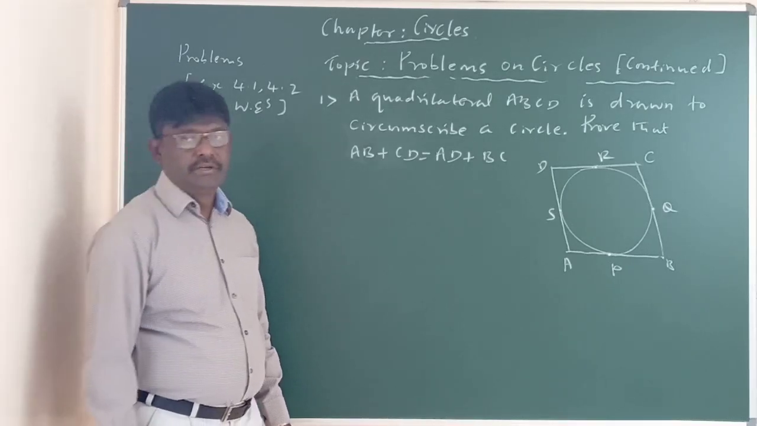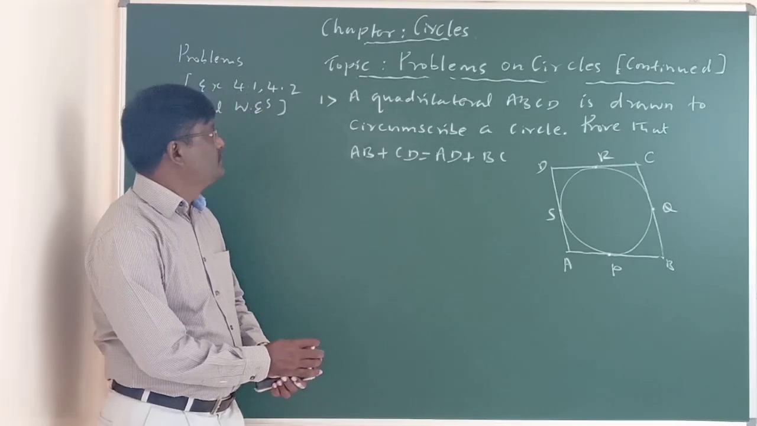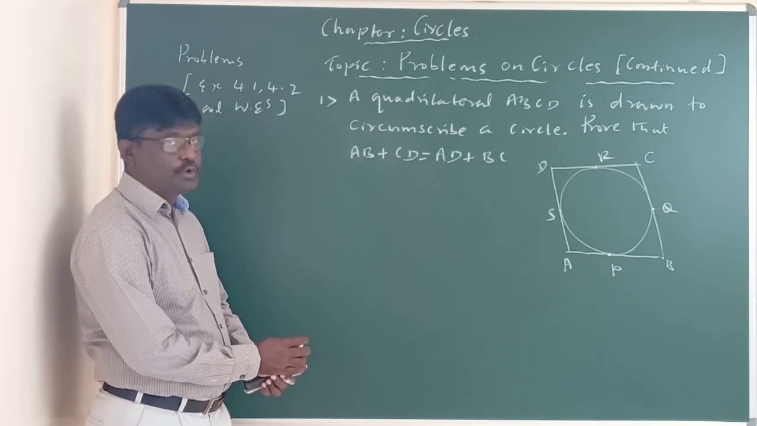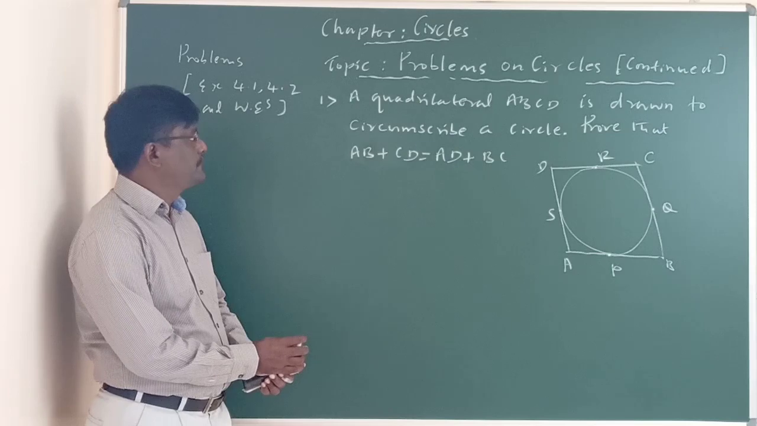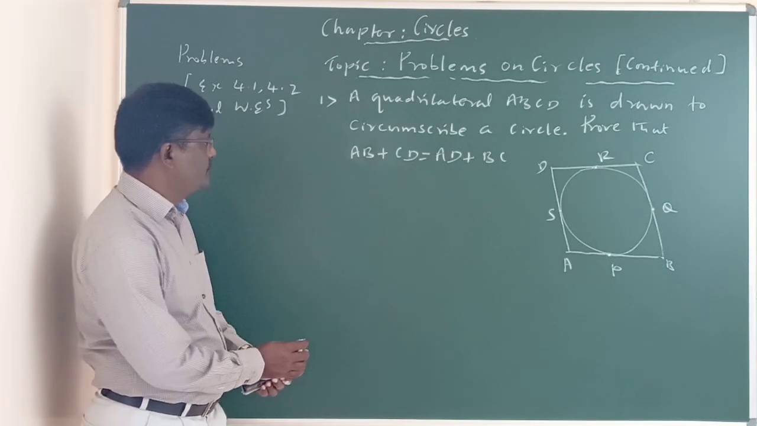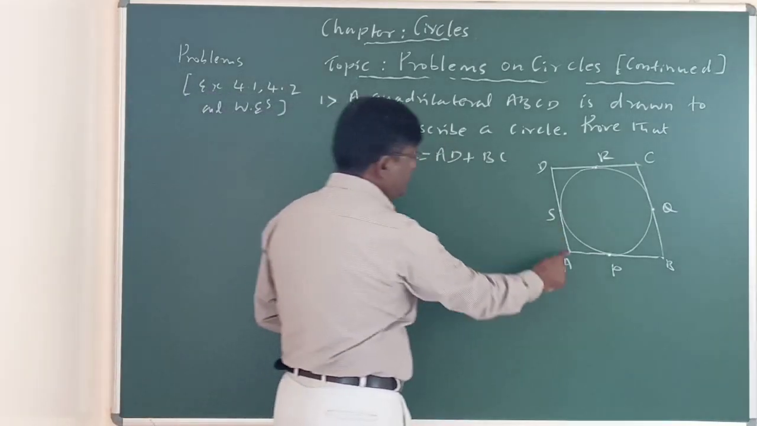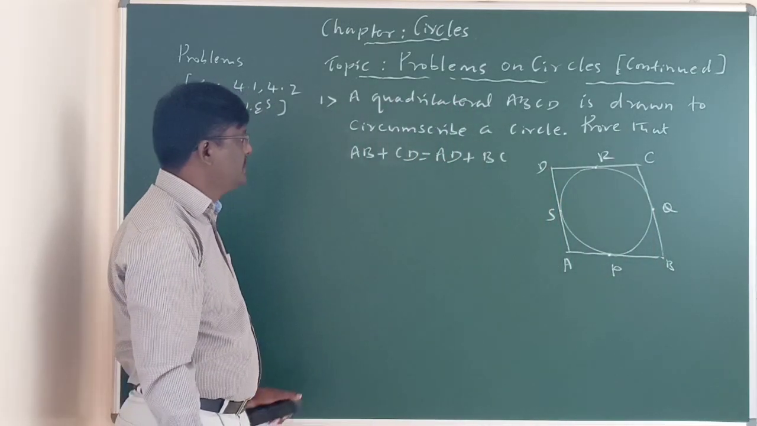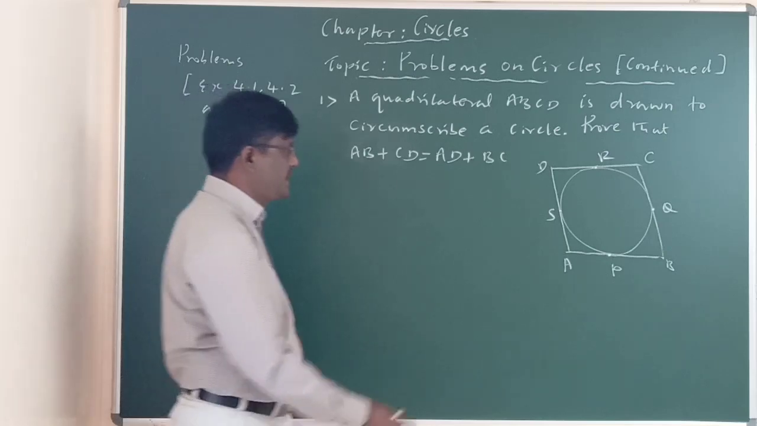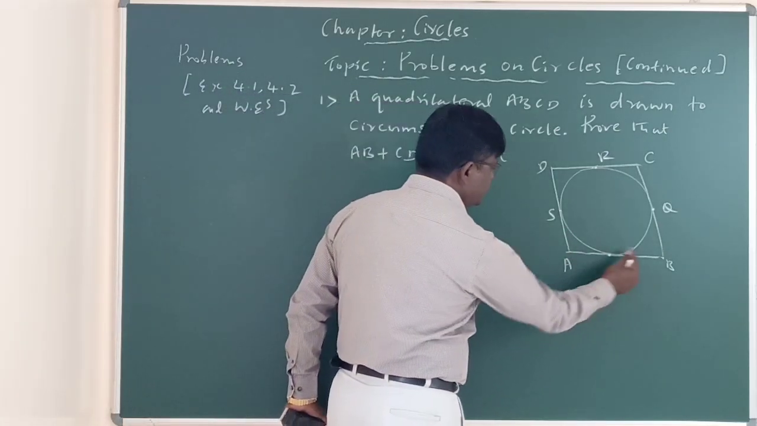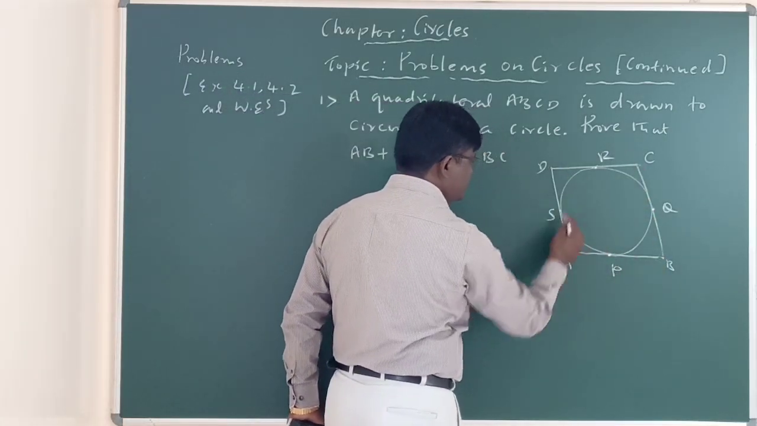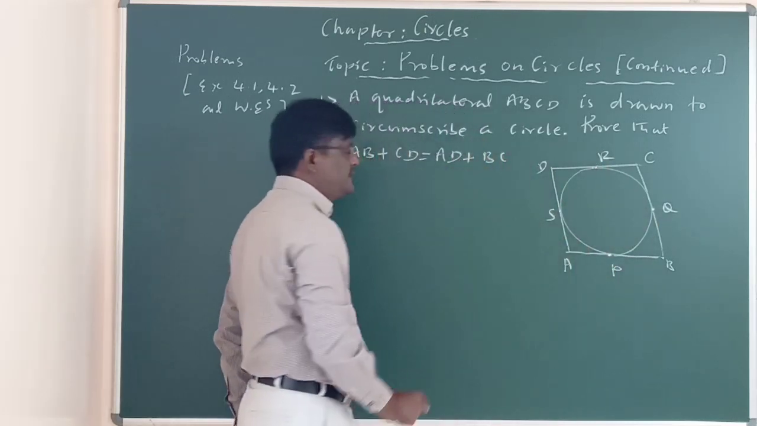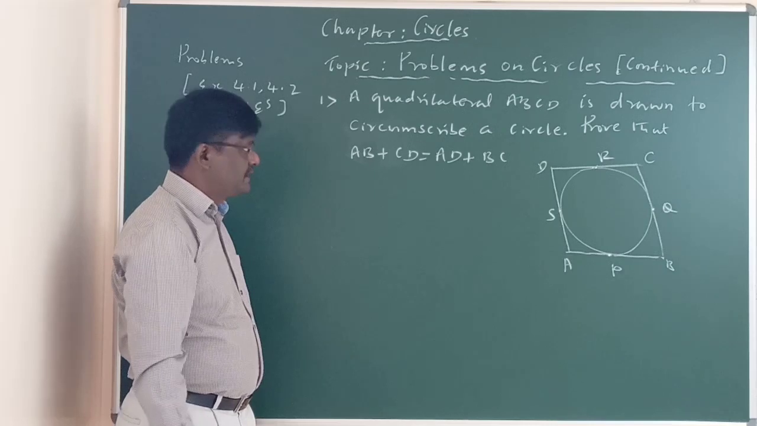Hello children. Today we will continue the chapter Circles. In that, today we will take some problems, especially some riders. The first one is this: a quadrilateral ABCD is drawn to circumscribe a circle. Means these sides just touch the circle. That's why we say it circumscribes a circle.